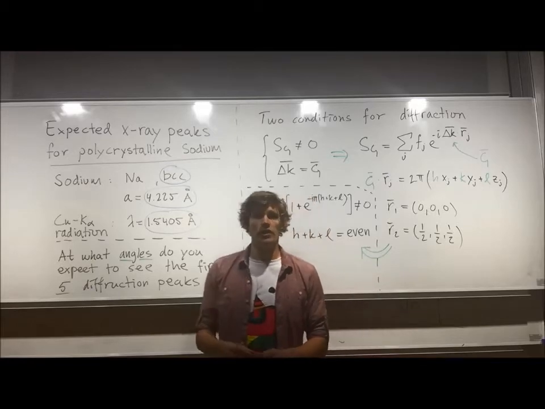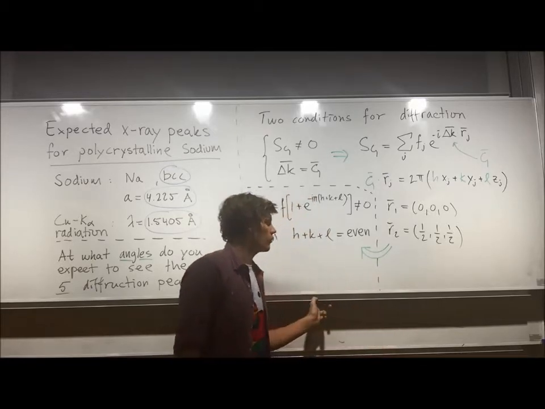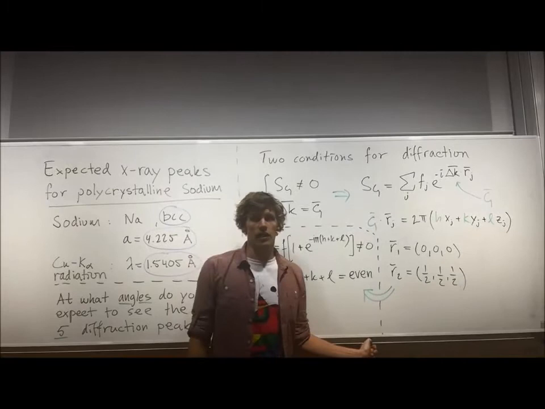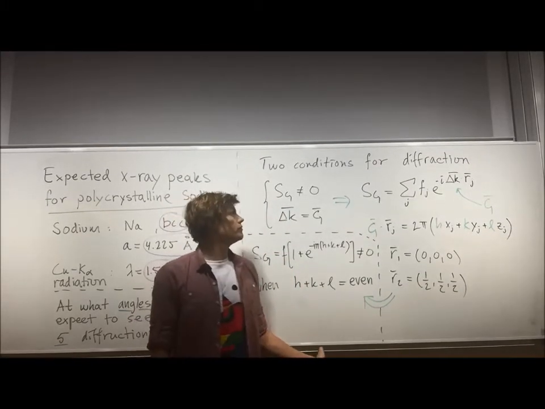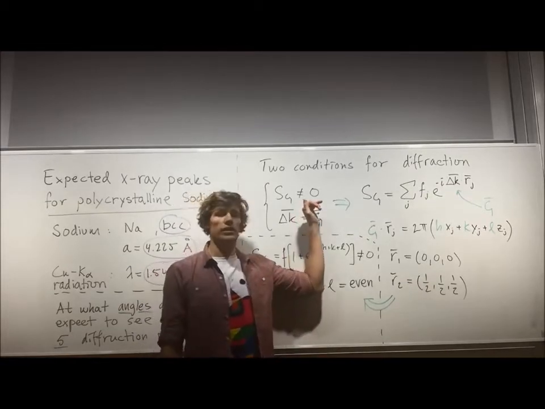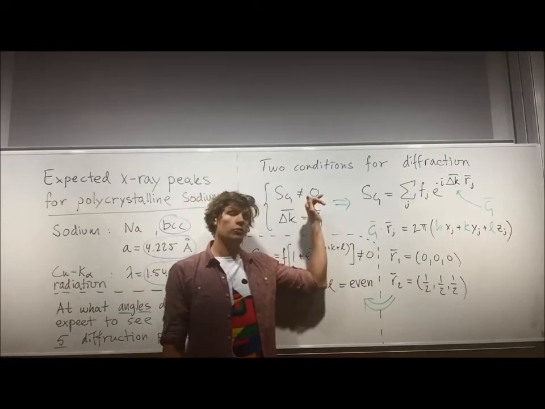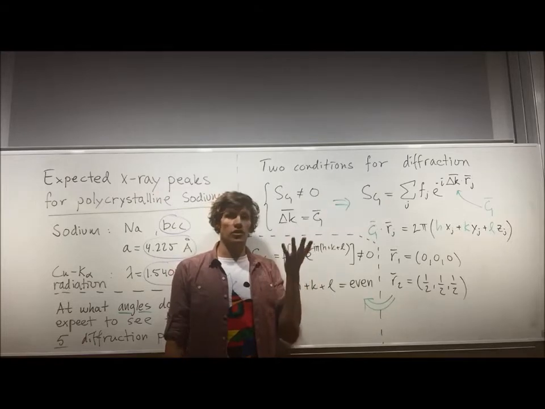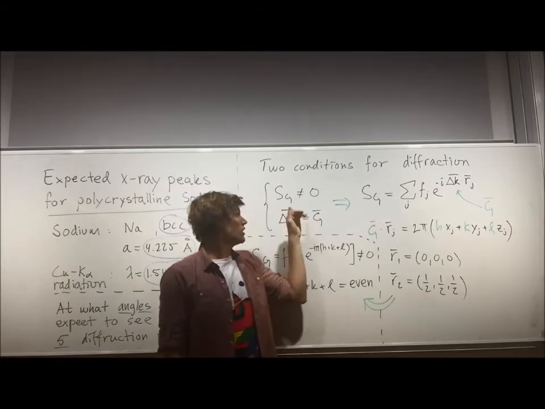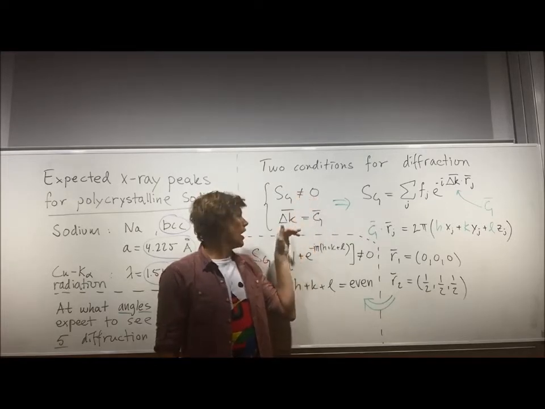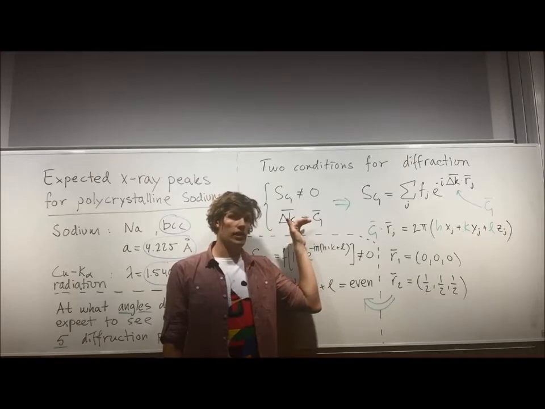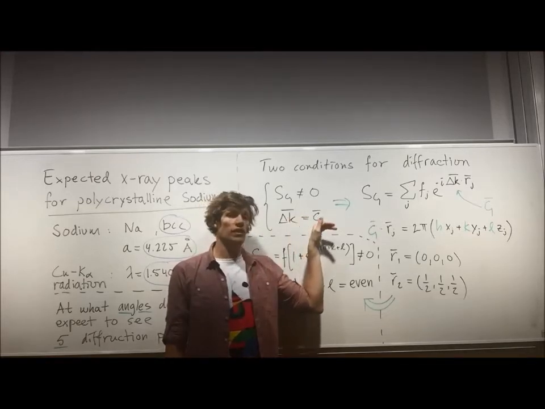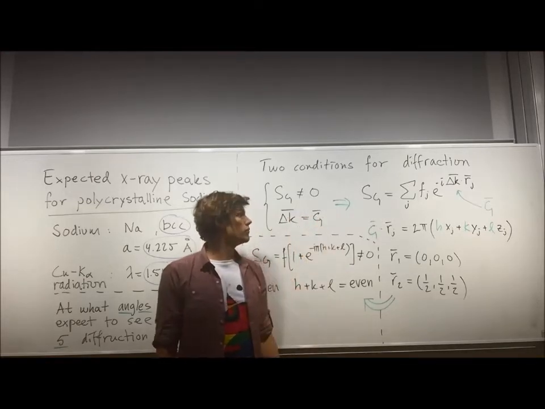In order to solve this, we need to look at what conditions need to be satisfied in order to get diffraction. So there are 2 conditions. The first condition is that the structure factor, which is proportional to the measured amplitude of the outcoming beam, has to be non-zero. And also that the change in wave vector has to be equal to a reciprocal lattice vector of the crystal.